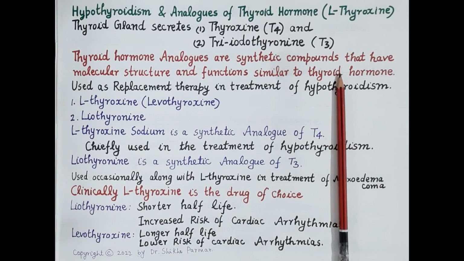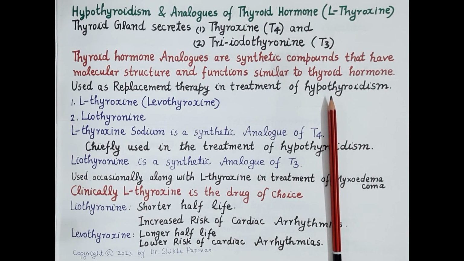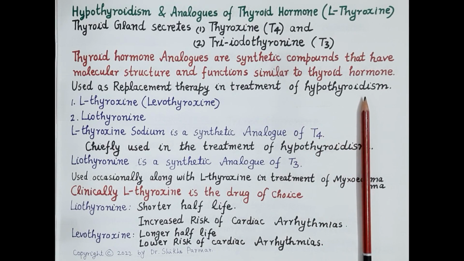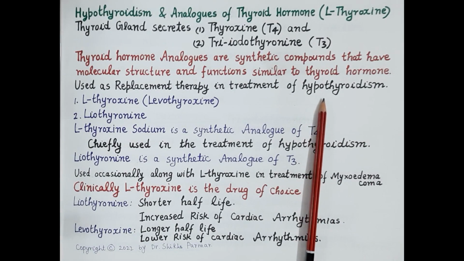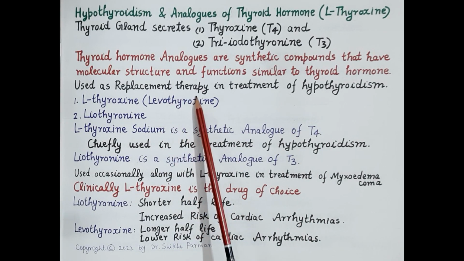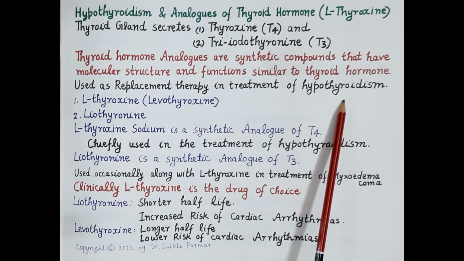Now, here it's very important to understand the term hypothyroidism. Hypo means less. That is when the thyroid gland is underactive or less functional and it produces less T3 and T4, not enough to fulfill the requirements of the body, then this condition is termed as hypothyroidism. This deficiency of T3 and T4 in the body is fulfilled by the administration of thyroid analogues. So, thyroid analogues are used as replacement therapy in the treatment of hypothyroidism.